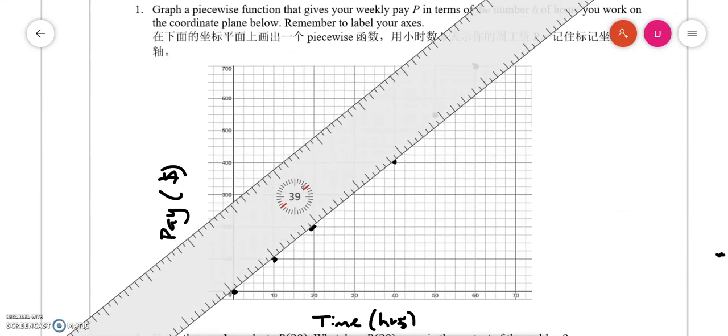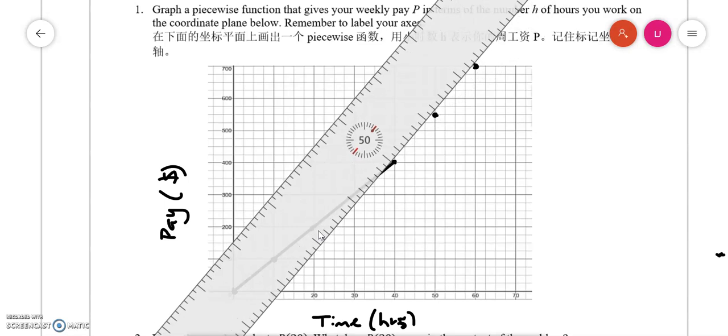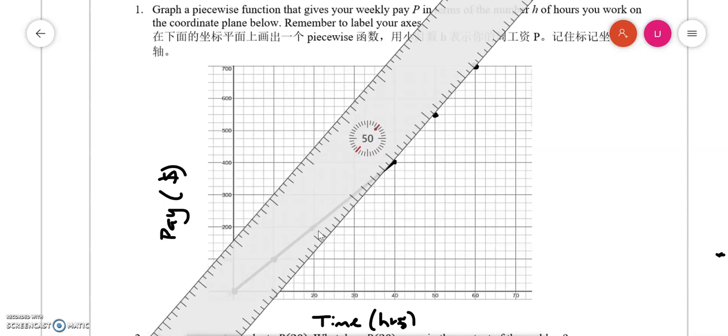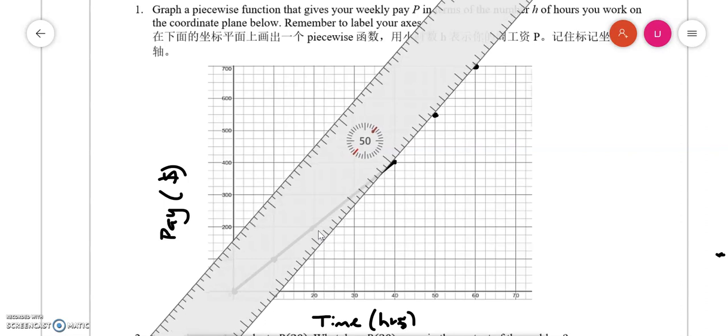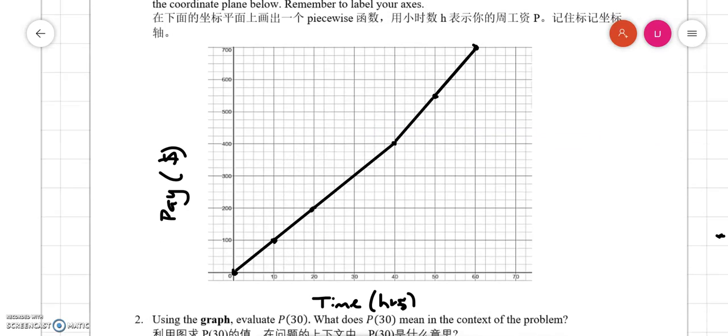All right, first up, our normal hours. Here we go. And then our overtime hours. Nope, a little bit off. There we go. Fill that in. All right, so there is our piecewise function. All right, so let's look at the next question after this.